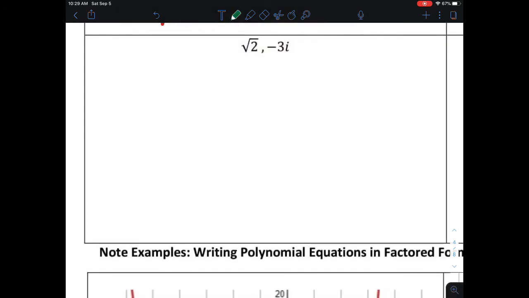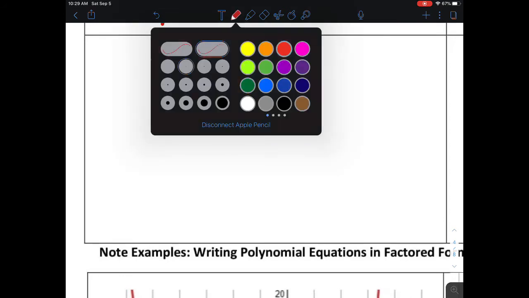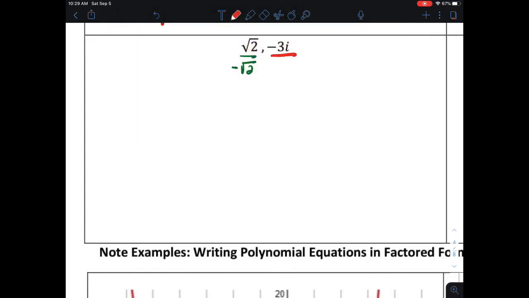Okay, here we are. We're at a new problem. We have zeros that are the square root of 2 and negative 3i. So given this, if we were just asked what the degree of the polynomial would be that would have those roots, my answer would not be 2 because we have an irrational root, which means I have to account for its conjugate. So negative square root of 2 is a 0. And I have a complex root, so its conjugate would have to be accounted for also, which would be positive 3i. And so we actually have 4 zeros here, so we're going to have a degree 4 polynomial.